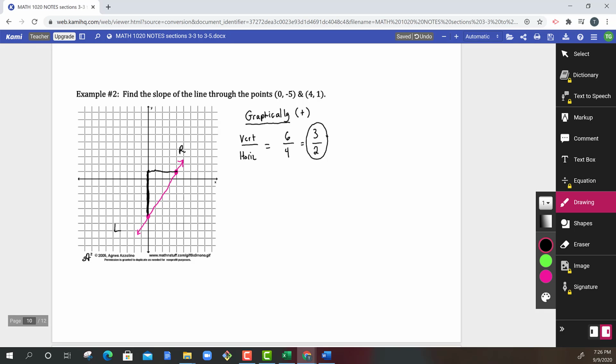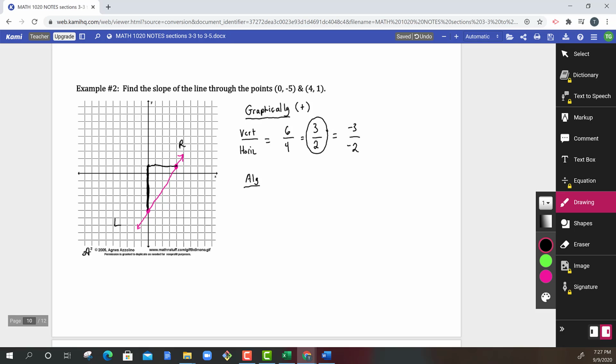And again, if you went the other way in this problem, you may have ended up with -3 over -2. And we know that a negative divided by a negative ends up being a positive. So it doesn't matter which point you started with in this problem.